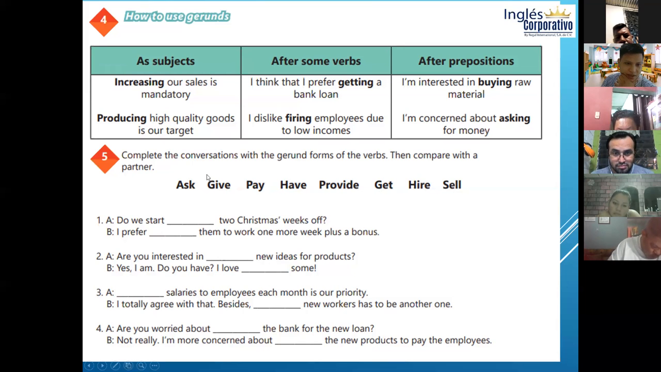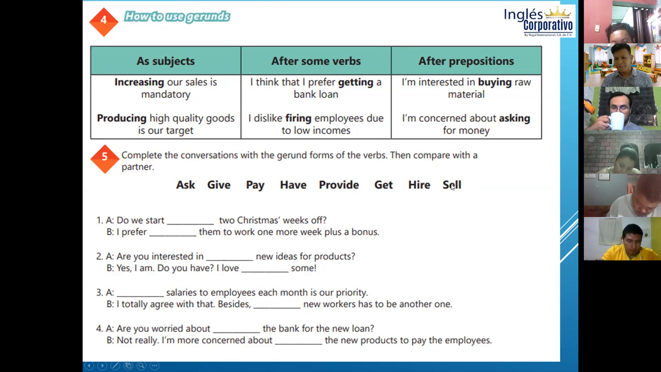Okay, ask is meaning preguntar o pidiendo, give o giving, dar, pay, paying, pagar, have or having, tener, providing, proveer, get o getting, obtener o conseguir, hiring, es contratar. Selling, vender. Okay, nice. Okay, are you ready? Or you need more time? Do you need more time?